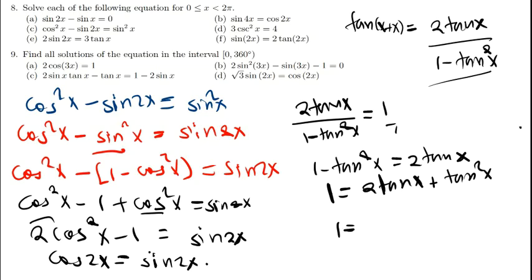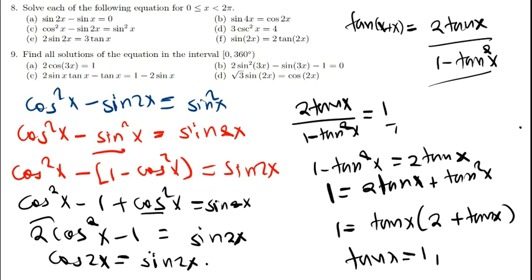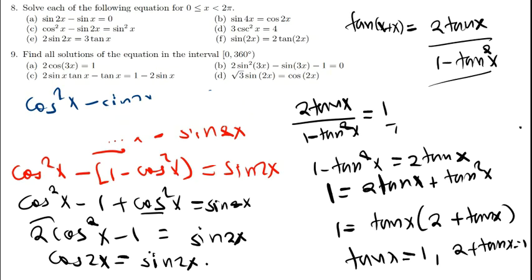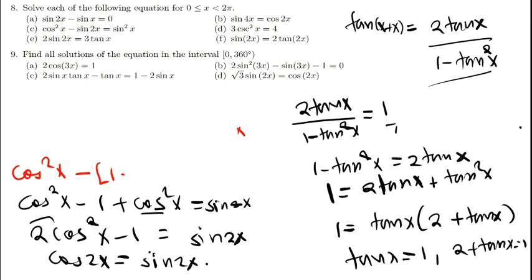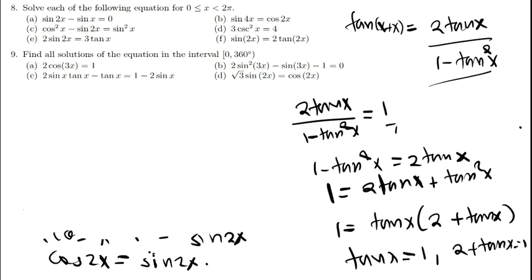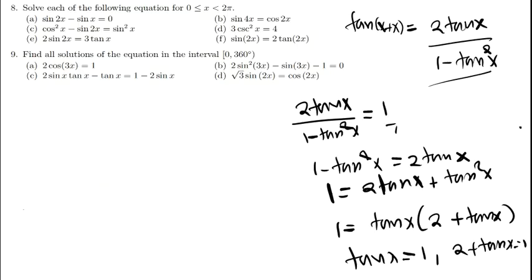Then I'll end up factorizing tan x. So I'll have tan x, open brackets, here I will remain with 2 plus tan x, like that. You have seen, right? Meaning I'm going to have tan x is equal to 1, and also 2 plus tan x is equal to 1. So what is tan 1? Okay, let me first solve that one. So what is tan 1?